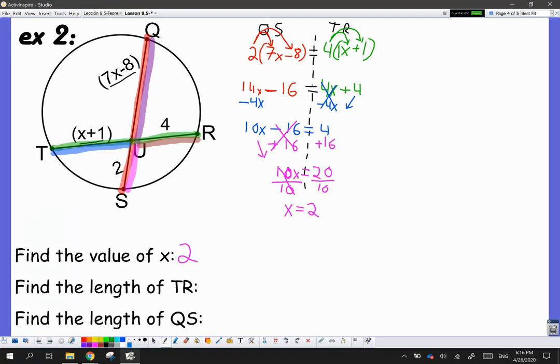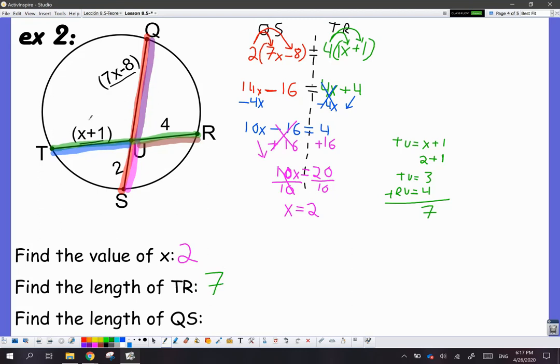But luckily, now that we know x, we can take that x and substitute it into our expression. So TU, and I'm going to write that over here on the side, TU is x plus 1, but we know that x is 2. So I replace the x with 2, and so I get 2 plus 1, which is 3. So I know that TU is 3. And if I add in RU, which is 4, and I add these together, then I get 7. So the length of TR is 7.